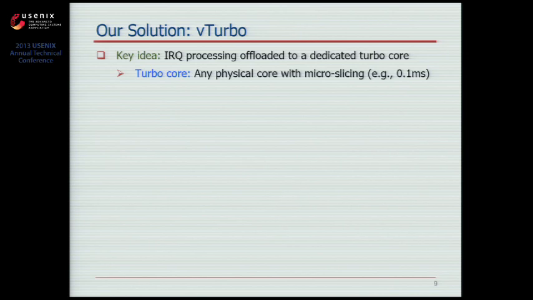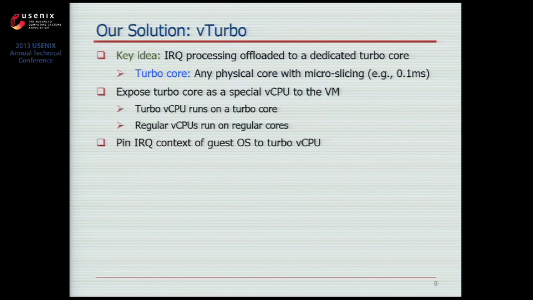To achieve this goal, we give each VM one additional virtual CPU named the Turbo vCPU, which only runs on the Turbo cores. And the other virtual CPU, called the regular vCPU, can only run on the regular cores. And we pin the IRQ context to the Turbo vCPU. With this method, we can significantly improve the I/O throughput of TCP, UDP, and disk I/O.